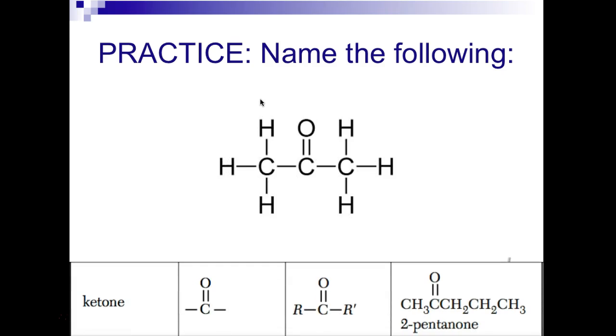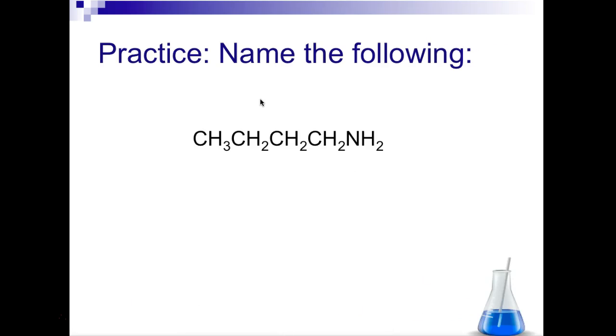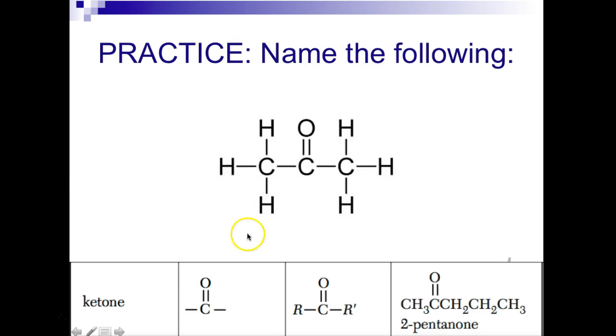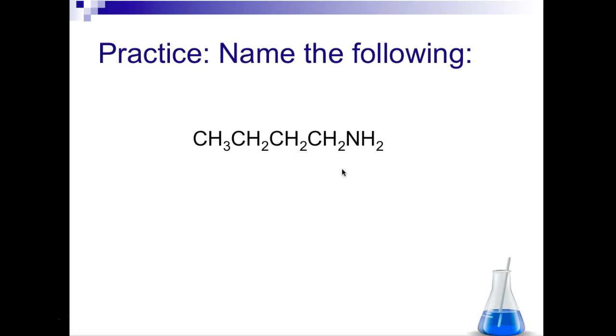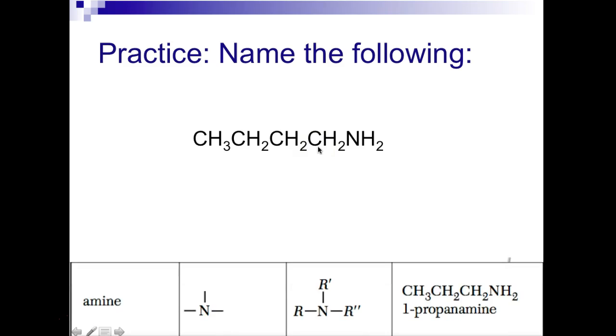What you should have come up with is that there's a ketone in here. So this would be 1, 2, 3, so this is going to be propanone, excuse me. Let's look at this one. Pause the video, unpause when you're ready. Great. Well, what did you come up with? This is a 1, 2, 3, 4 carbon chain, so it's going to be a butanamine.